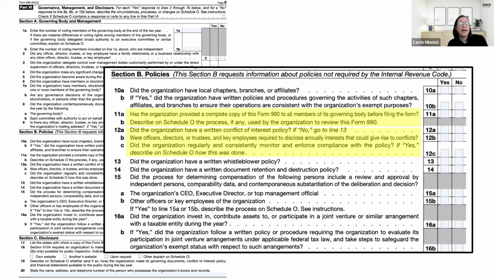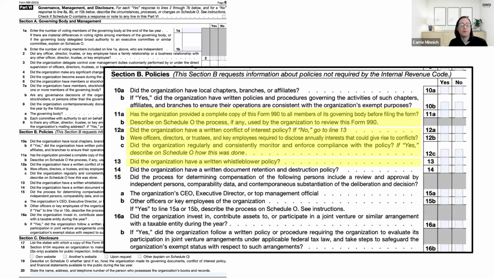Then it asks how the organization regularly monitors and enforces the compliance with the policy. So if you have a policy, here's our conflict of interest policy, we send it out, everybody signs it every year, we're done. Well, you have to answer no, because you're not really monitoring and enforcing the compliance. How is your board or executive committee or finance committee, how are they enforcing compliance with that policy? If a potential conflict comes up, how are they addressing it? That's what they're looking for in this question.